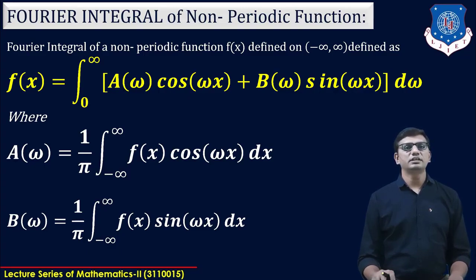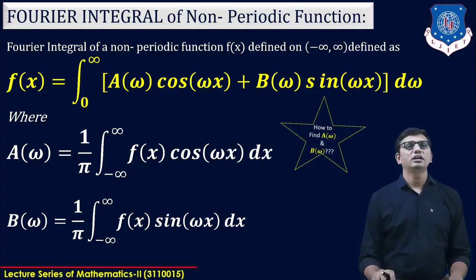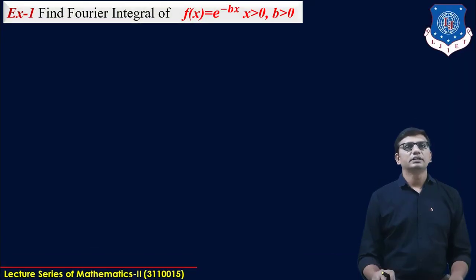Here the Fourier integral of a non-periodic function f(x) is an integral expansion of f(x) in terms of omega, and A(omega) is actually the integration of f(x) and cos omega x with respect to x. B(omega) is also the integration of f(x) and sin omega x with respect to x. We will see how to find A(omega) and B(omega) with this example. Here f(x) equal to e raised to minus bx, where x and b are both positive. We have to find the Fourier integral of f(x) equal to e raised to minus bx.